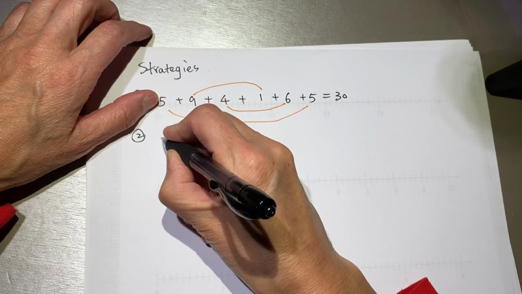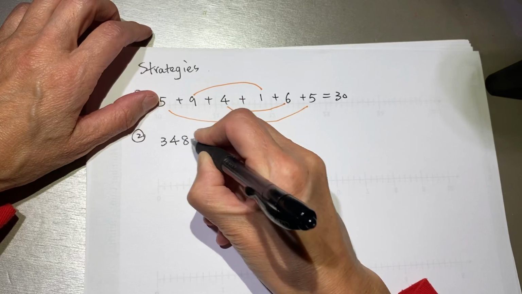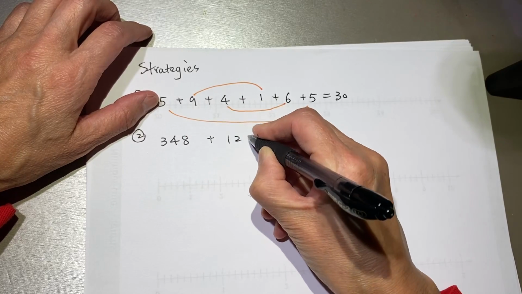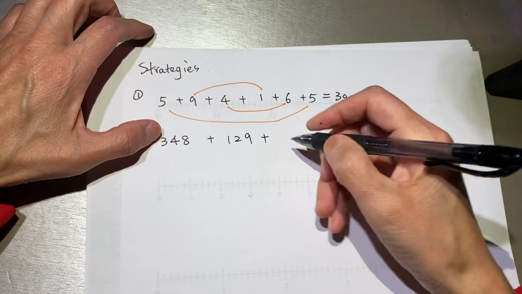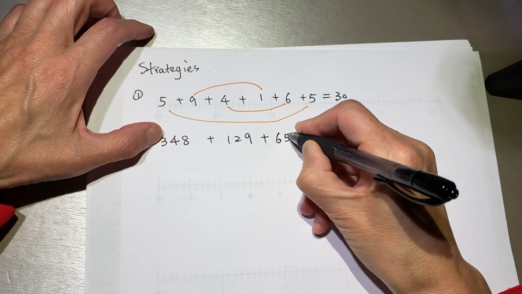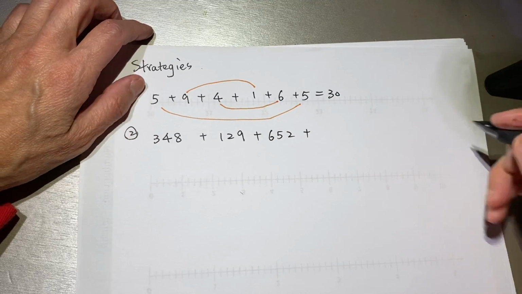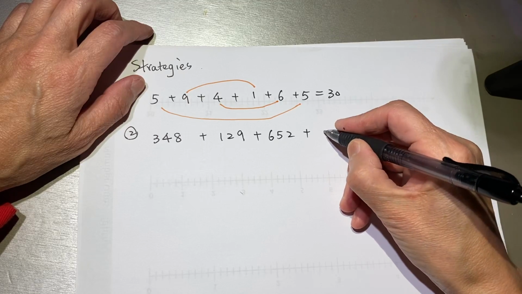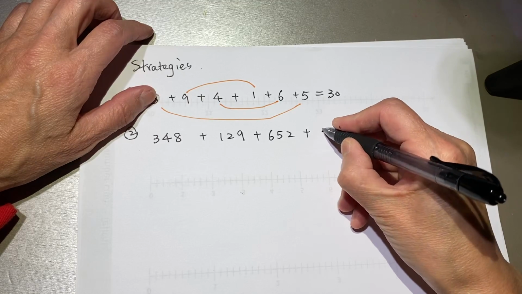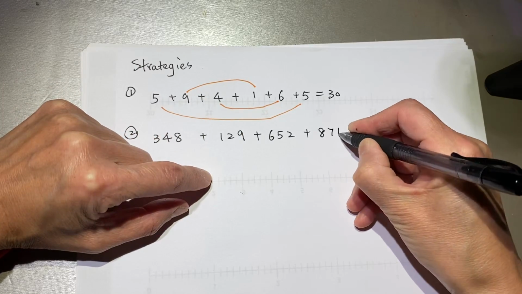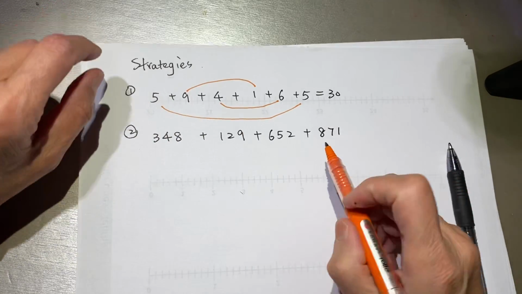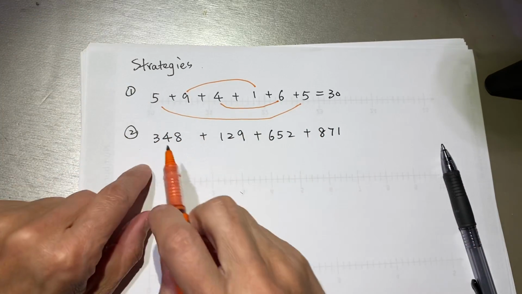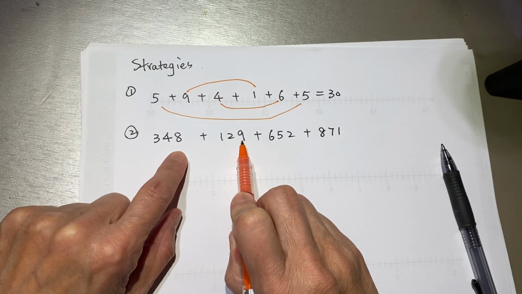Okay, 348 plus 129 plus 652 plus 871. When we see this, you can definitely go ahead and do it.